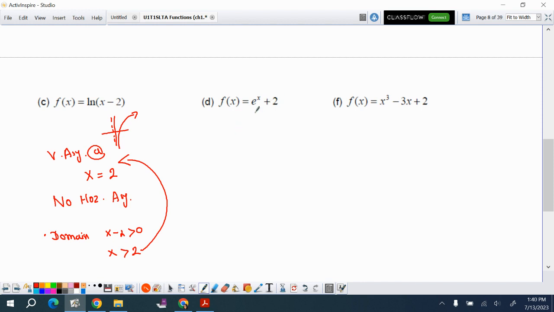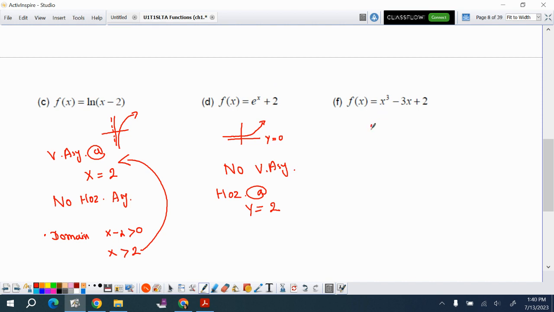e to the x plus 2. Now, we know that e to the x has a horizontal asymptote at y equal to 0. But this is 2 units up. So that means no vertical asymptote, but a horizontal asymptote at y equal to 2, because this function is shifted 2 units up.